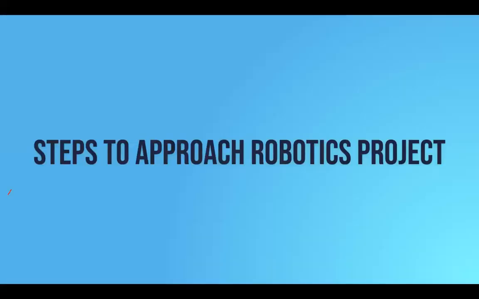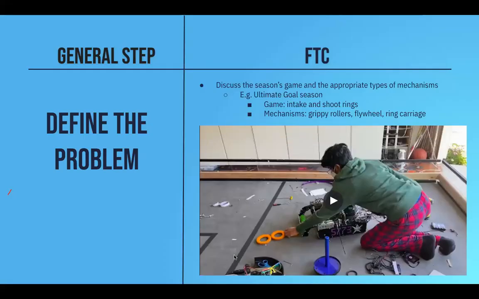When you have a robot project, there are specific steps that definitely need to be used to help establish the process, making it as clean as possible, helping the process become faster and more efficient, and giving a better end product. First, define the problem. For example, in intake, for last year's season, intake and shooting rings were not really the problem, but our goal.